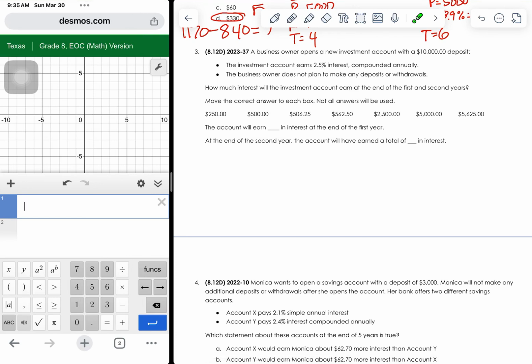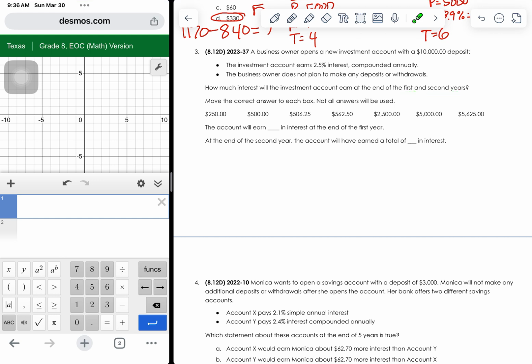Number 3. A business owner opens a new investment account with a $10,000 deposit. The investment account earns 2.5% interest compounded annually. The business owner does not plan to make any deposits or withdrawals. How much interest will the account earn at the end of the first and second years?